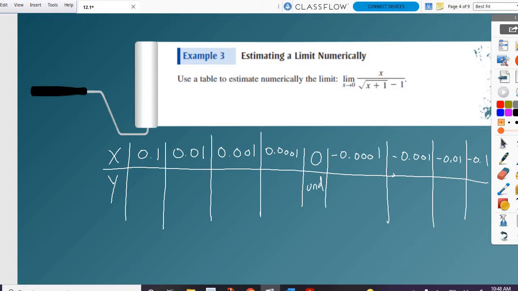Table. Square root of 1.1 plus 1 minus 1. And square root of 1 minus 1. Square root of 1.1.